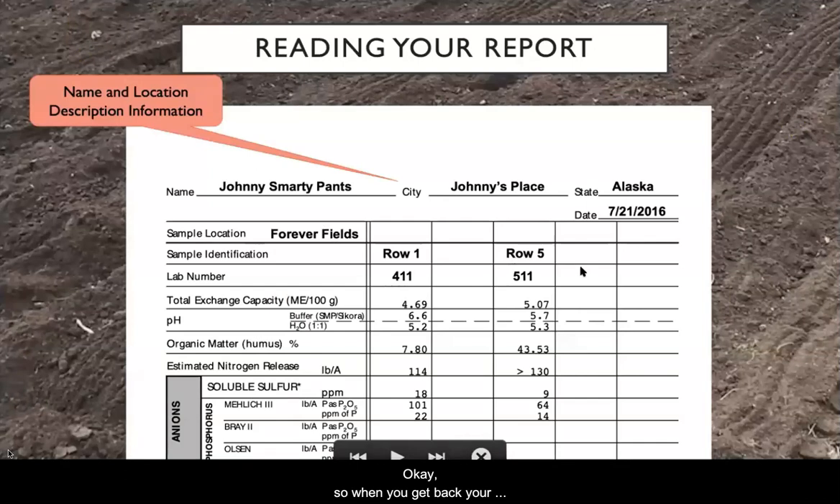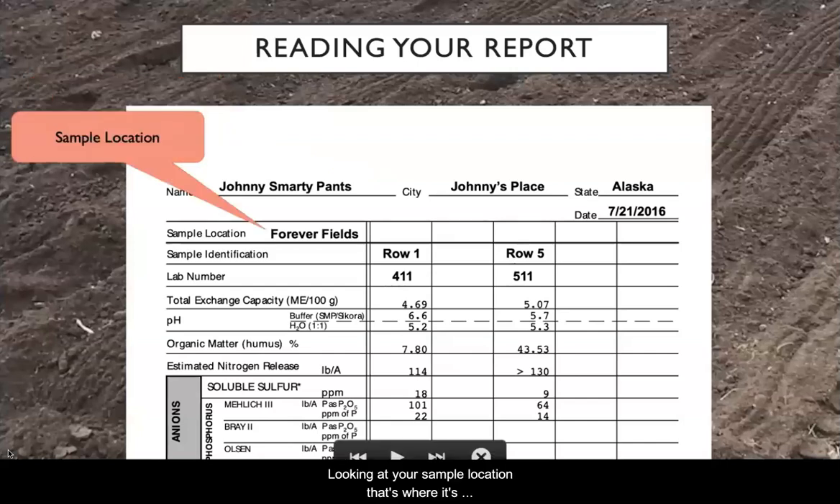Okay, so when you get back your soil report, the first thing you're going to look at is to make sure it's got your proper name and your proper location on there. If it doesn't, that means you've probably got somebody else's. Looking at your sample location, that's where it's located.